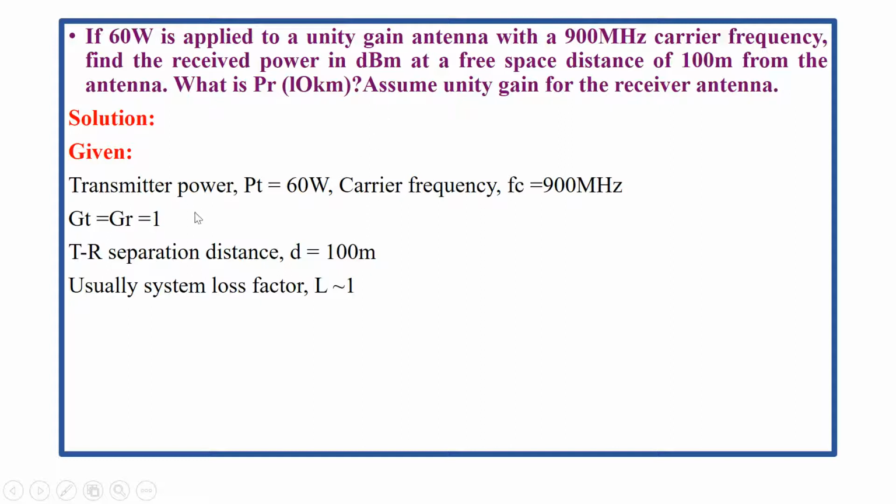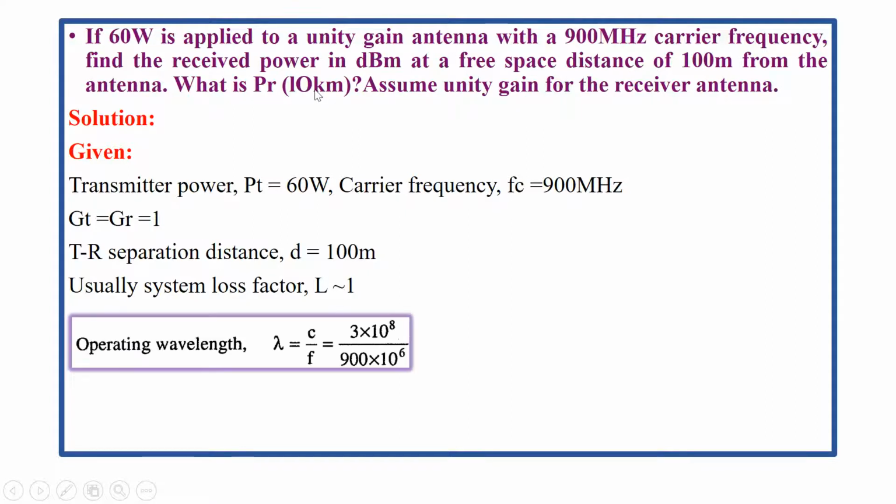So what is given to you? The transmitting power is 60 watt. The frequency is given as 900 megahertz. They are telling you to assume the gains of the transmitting antenna and the receiving antenna to be 1. And they told you the transmitter and receiver separation is 100 meter. Usually you will use the loss factor as 1. So what are they asking you? They are asking you to find the received power using free space distance, and what is your received power at 10 kilometer? Two questions they are asking. Let us go on with the solution.